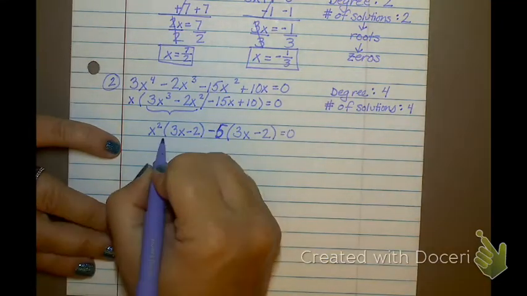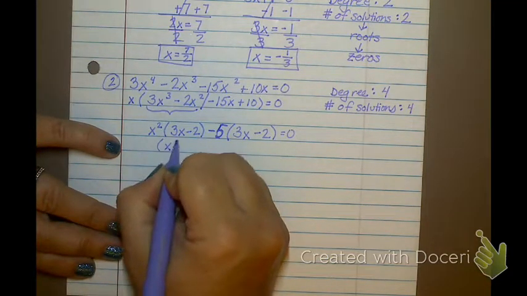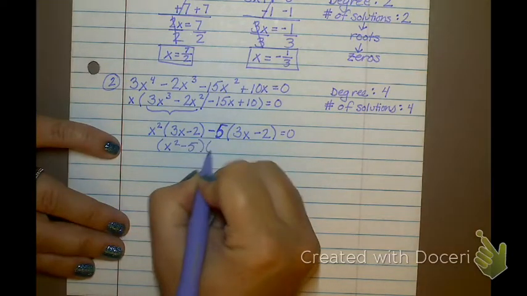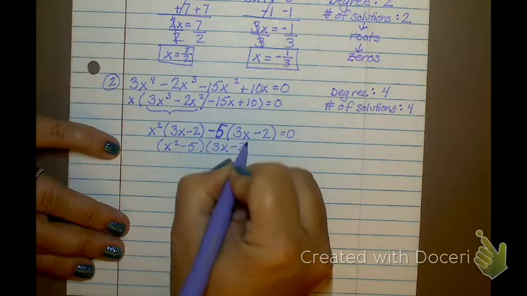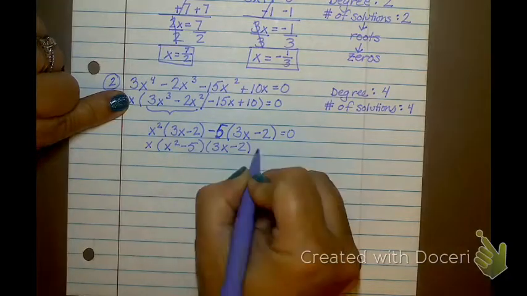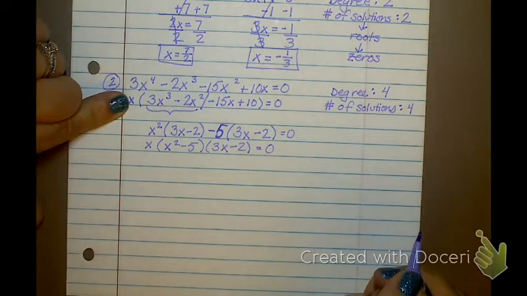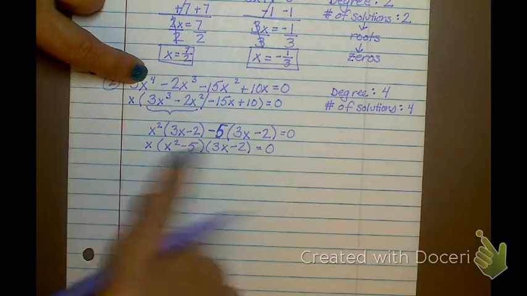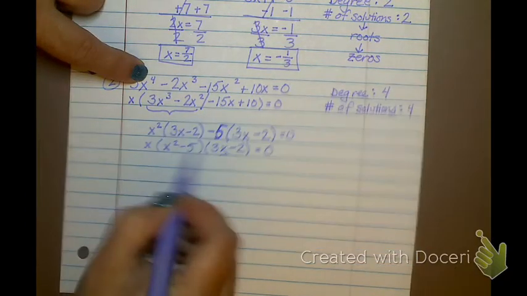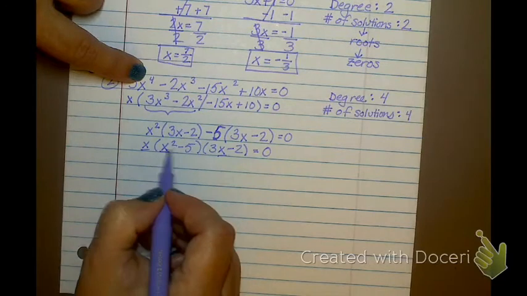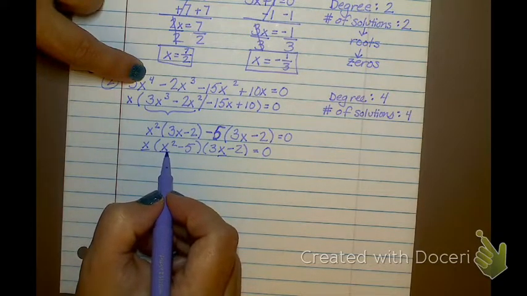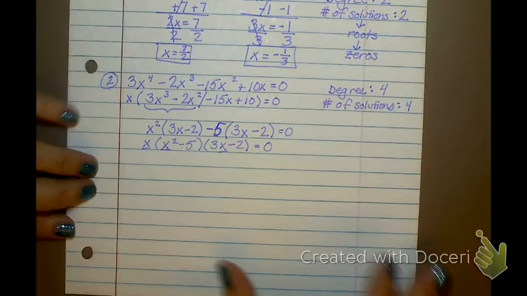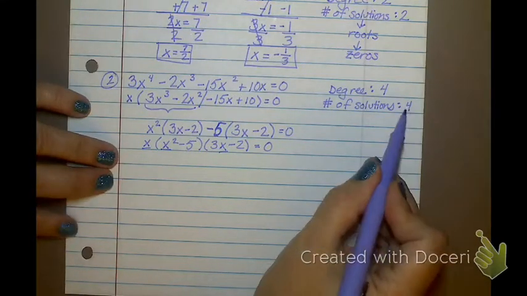So let's see. I have x squared minus 5, and I have 3x minus 2, and I have an x out in front, right? And then the equals 0. Because there were 4 x's, or it was x to the 4th to begin with. I should still see x squared times x, something that is equivalent to x to the 4th. Yeah? All right, so I'm looking for 4 answers.